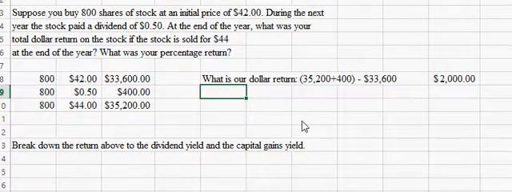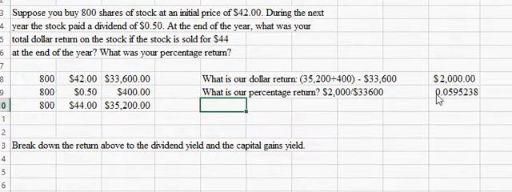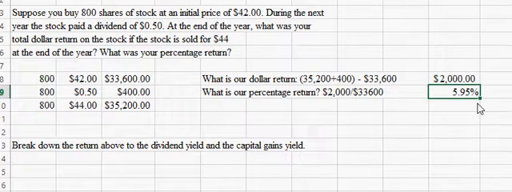Next, when we take a look at what is our percentage return, we take the 2,000 that we just computed as our dollar return, and we place it over always our initial investment. So equals 2,000 divided by the 33,600. So our percentage return with two decimals is 5.95%.